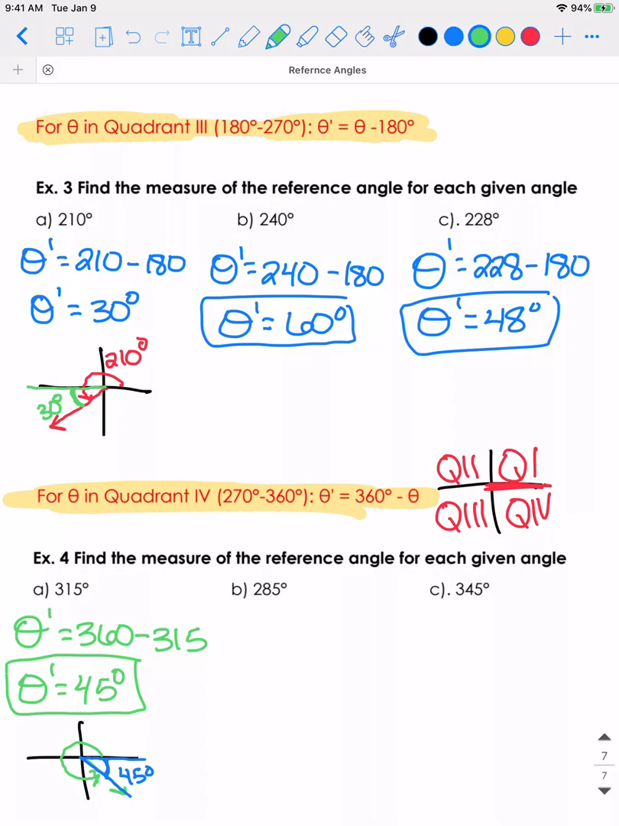Okay, looking at the next one, we have 285. So I take 360 minus 200. That's not a 200. Minus 285. And when I subtract those, I get 75 degrees. Okay, so I want you to take a second and solve for letter C.